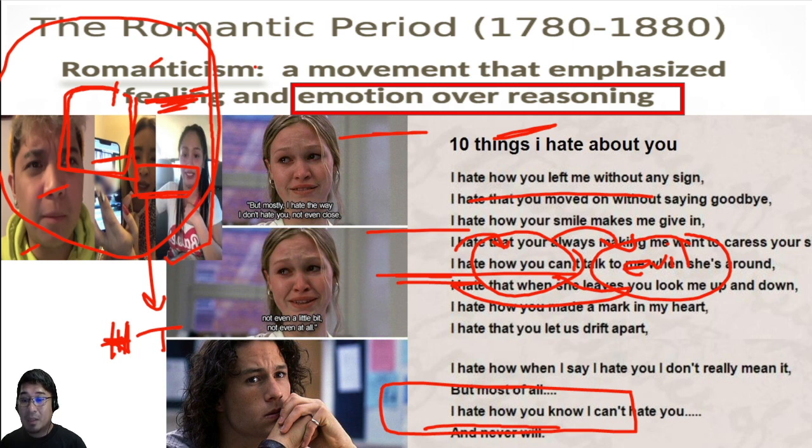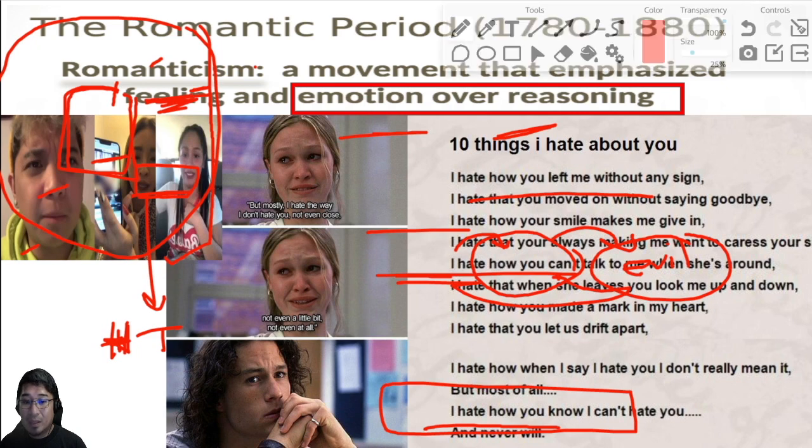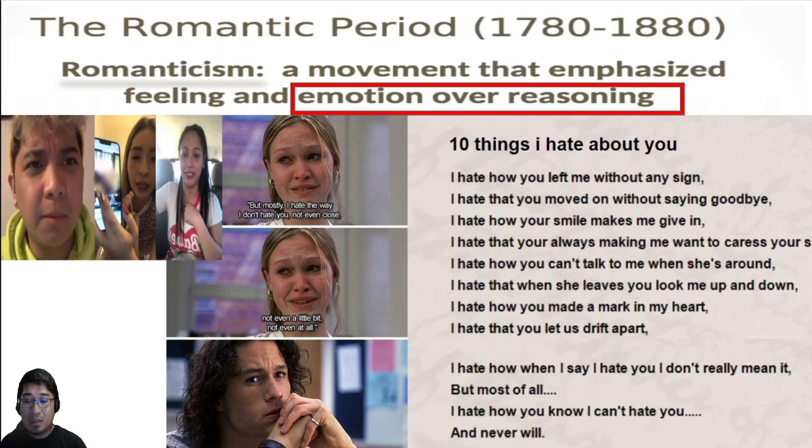romanticism. Ang romanticism nangyari during the 1780 to 1880s. Nandito na ang reason why it became prominent during this time is because of the arts. Romanticism is a movement that emphasizes feeling and emotion over reasoning. So ibig sabihin nito, instead of entertaining your analytic method, you'd rather give in to the dictates of your emotions.